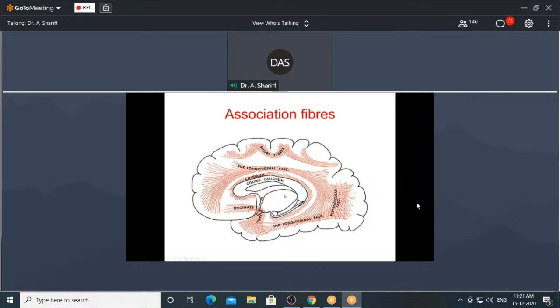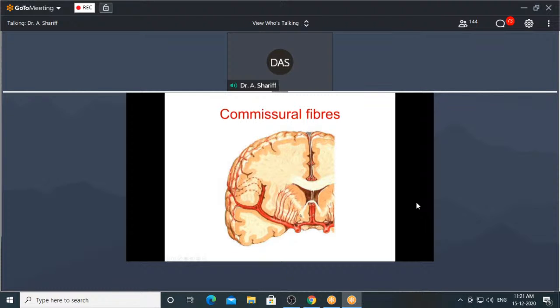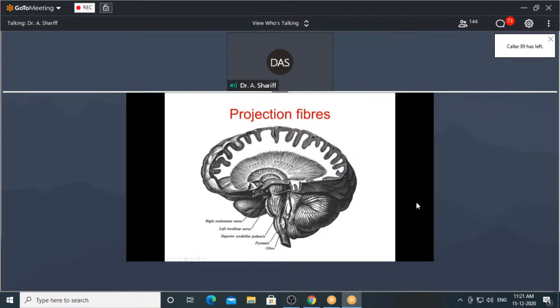So, association fibers which connect different areas in the same cerebral hemisphere are different from projection fibers. That is, the centers in the higher upper parts of the central nervous system, starting from the cortex, okay, these are all yes. Now see commissural. Projection fibers are connecting from higher centers to the lower centers, and these projection fibers may end up on the same side or they may also cross to the other side.